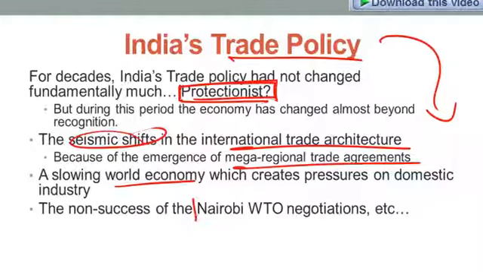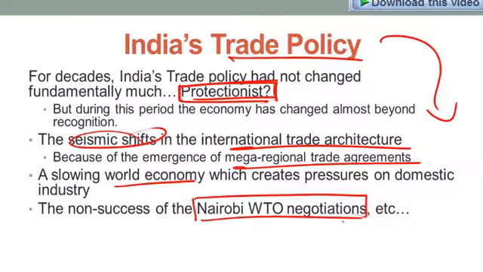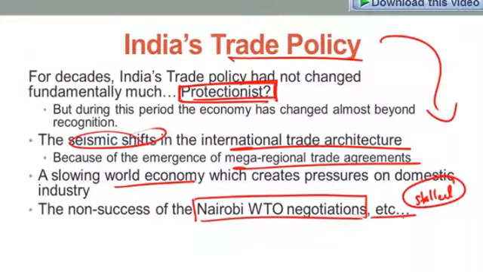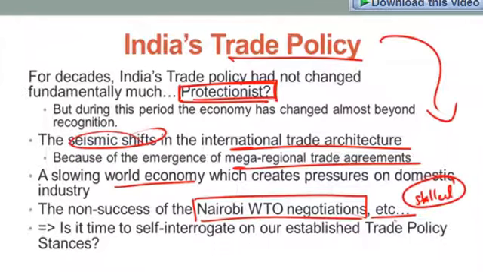Now in the WTO itself, the Nairobi WTO negotiations have not been very successful. India was not able to push its agenda much. And overall, there was a feeling of being stalled. Now, if you want to read more about it or discuss more about it, please watch our YouTube video on WTO. So overall, we have all these changes happening. We have one failure also happening. It can be considered as a failure for India also.